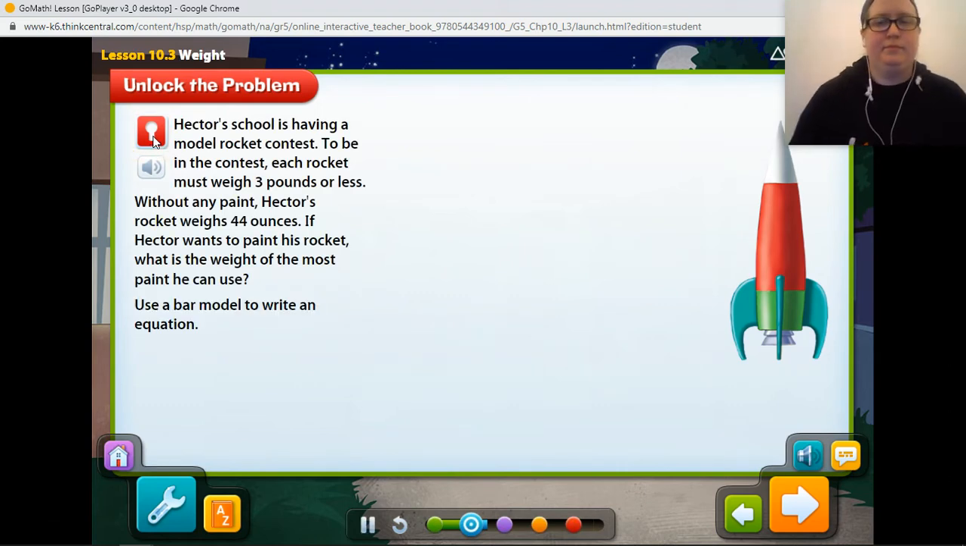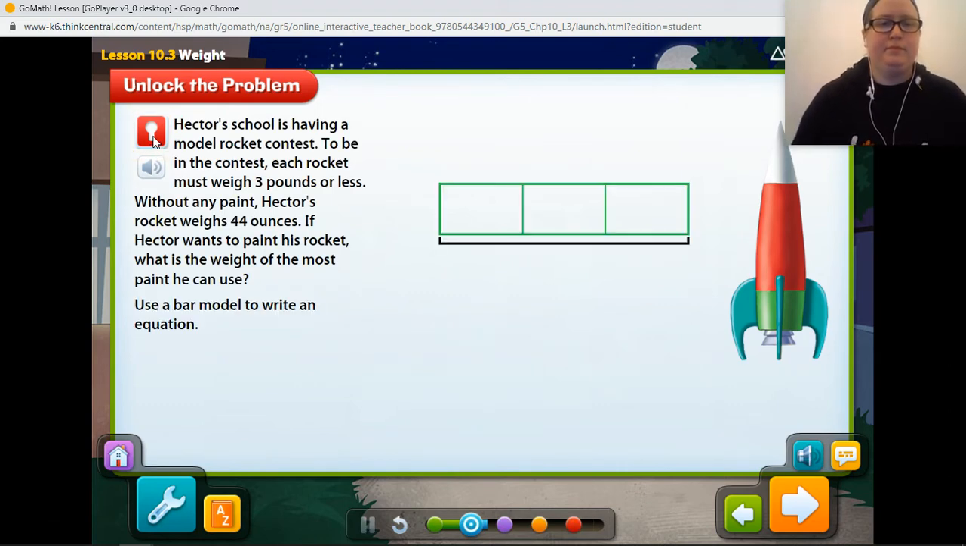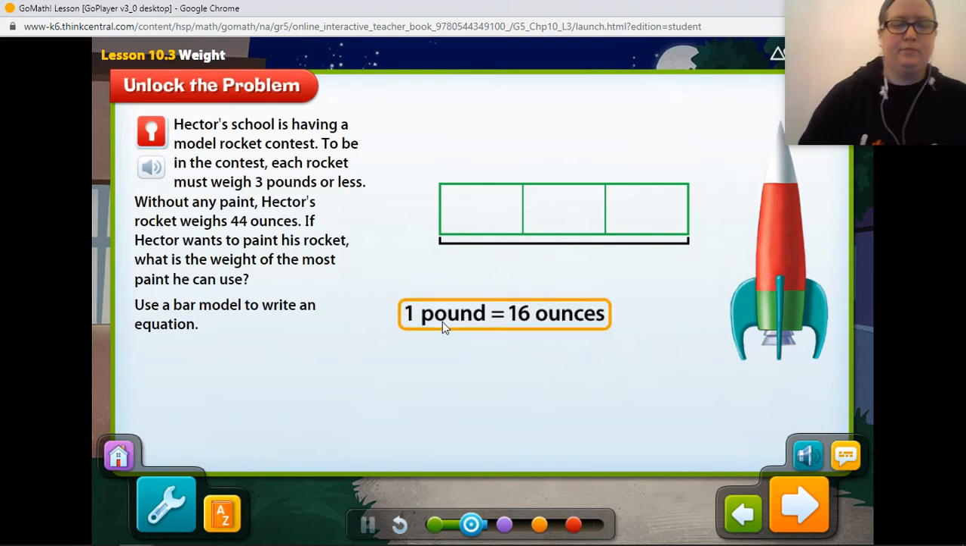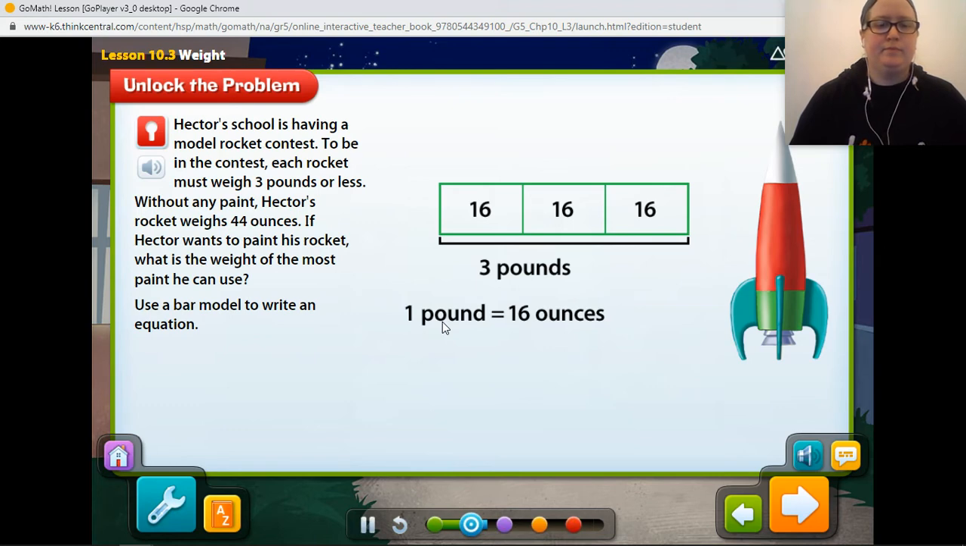Use a bar model to write an equation. The bar model is split in 3 since each rocket must weigh 3 pounds or less. First, you'll need to convert pounds to ounces. 1 pound is equal to 16 ounces. So let's place a 16 into each part of the bar model since we have 3 pounds.